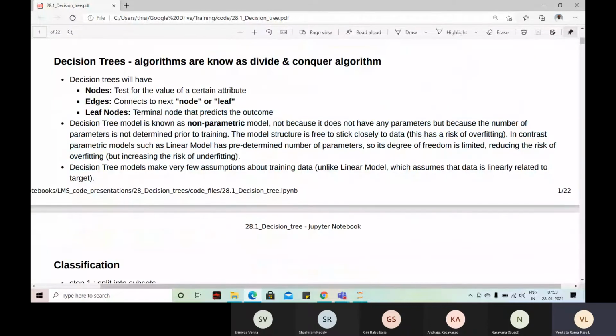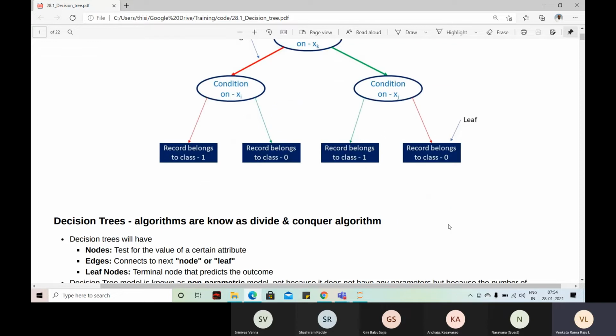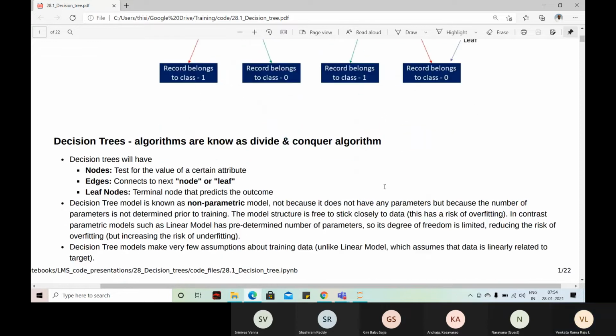Linear regression, logistic regression, SVM, these are all parametric models, because if you have n number of features, there will be n plus 1 number of coefficients, theta 0 to theta n. The number of parameters are known beforehand. But in a decision tree, you don't know how many splits will happen and how many leaf nodes you will get. This is called a non-parametric model.